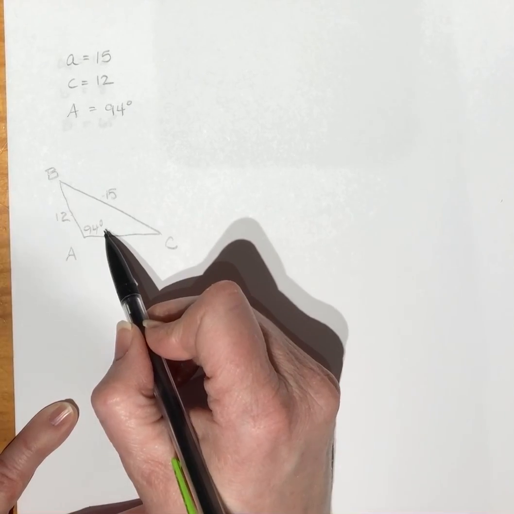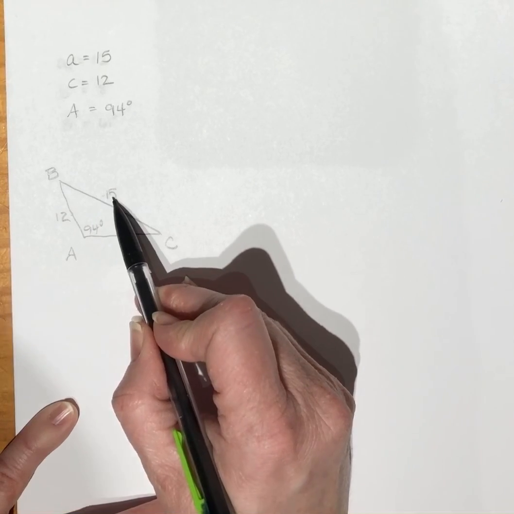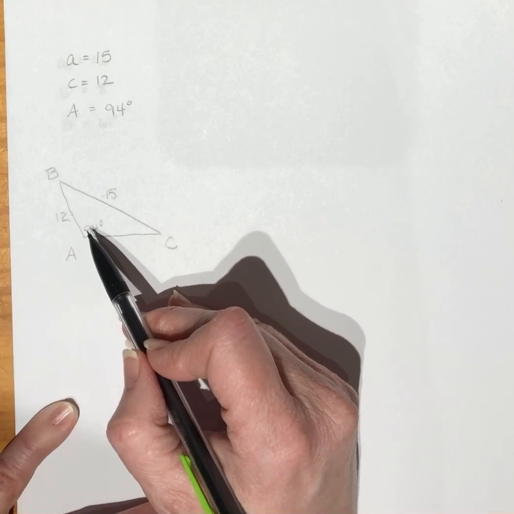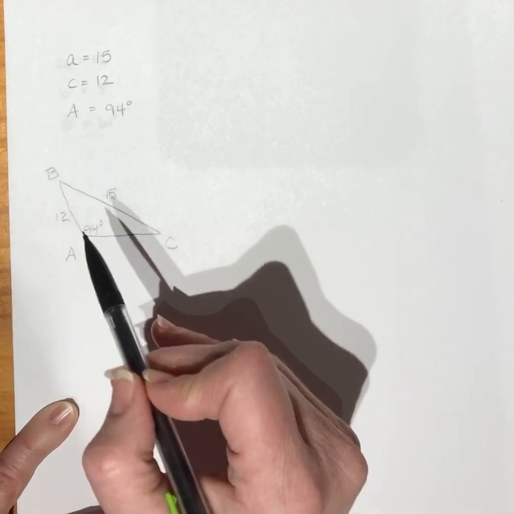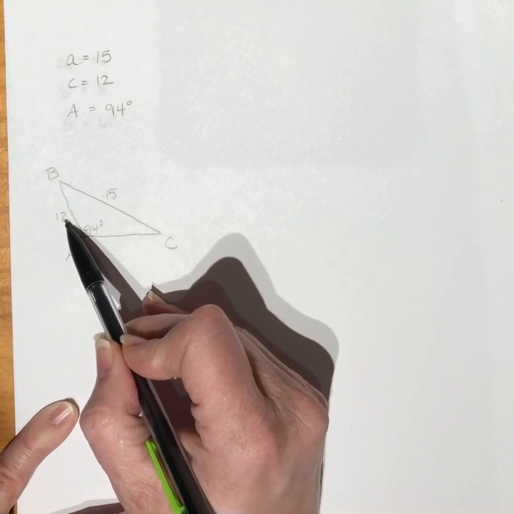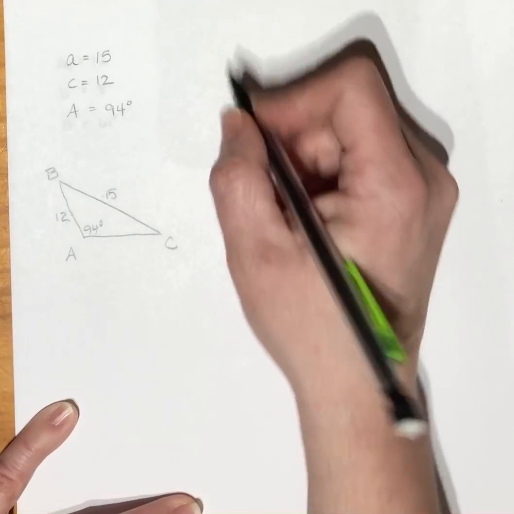This one is now possible. If you look, I have the largest angle, and this is longer than this side. So this one is possible. I can do this, okay? So in this case, when I have an obtuse angle and the side opposite is greater than the side adjacent, I go through and do law of sines.